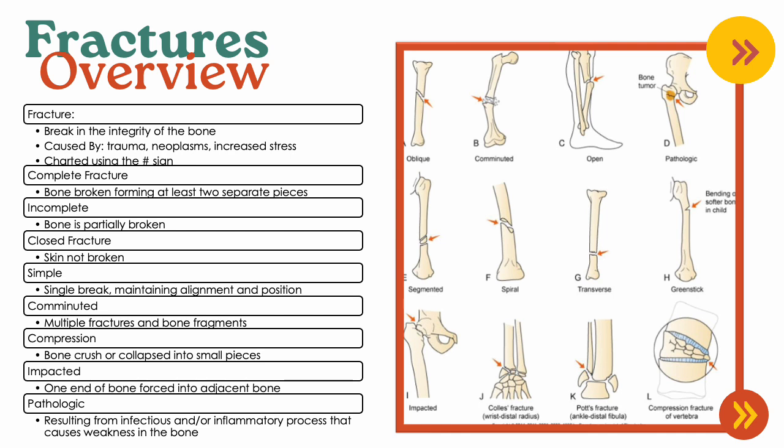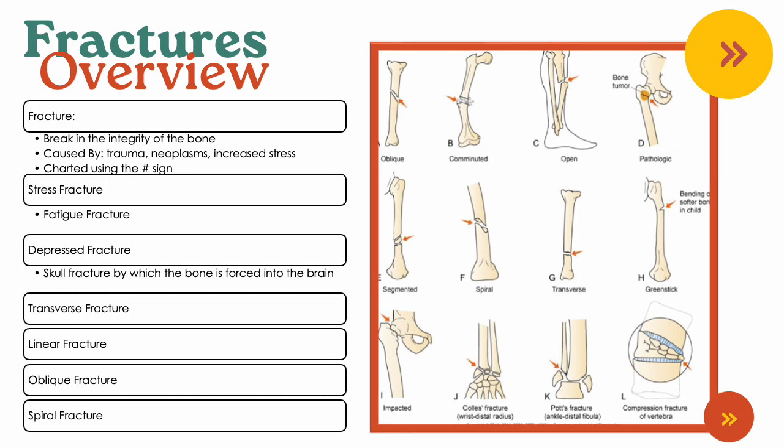I do expect you to know all of these types of fractures on this page, and do know that some of these types of fractures can coincide. Again, I said you can have a simple fracture but also be a complete fracture. You can be a closed fracture but also an incomplete fracture. So sometimes these exist in tandem with each other.